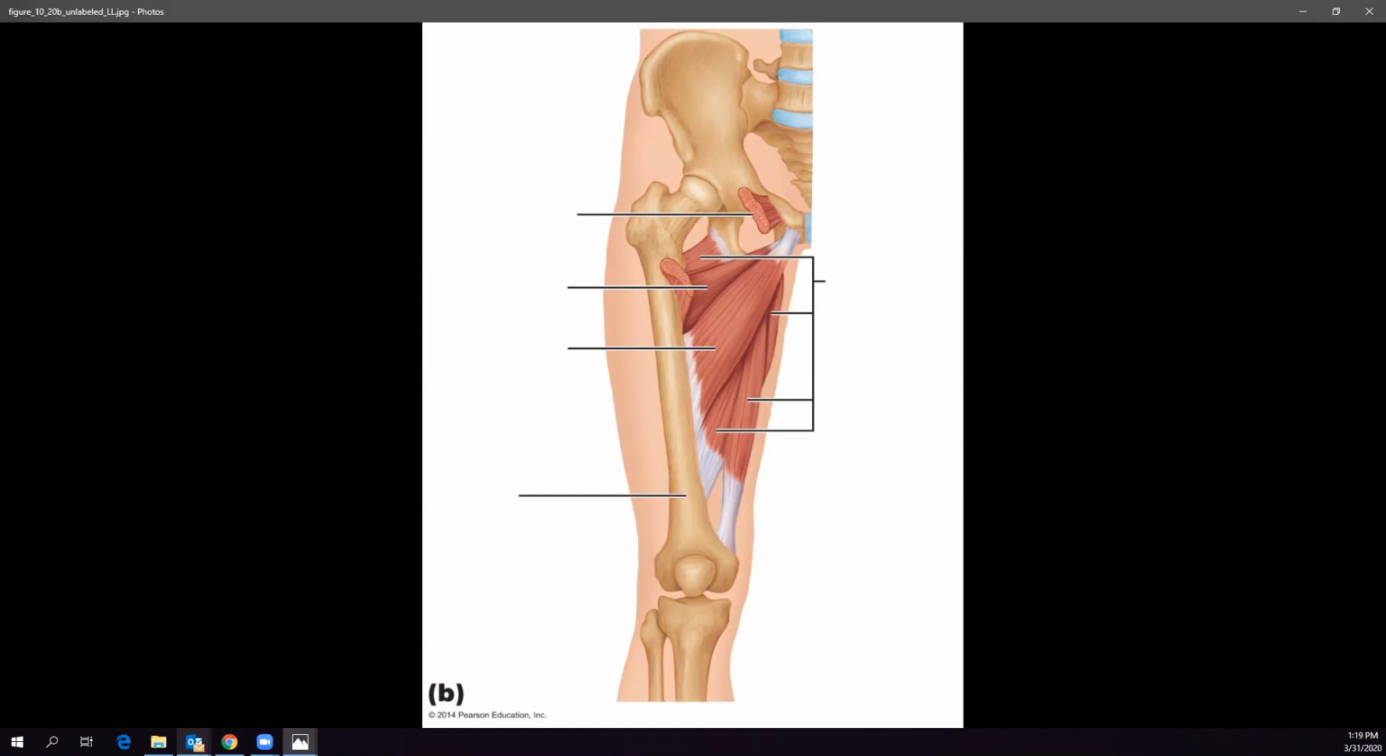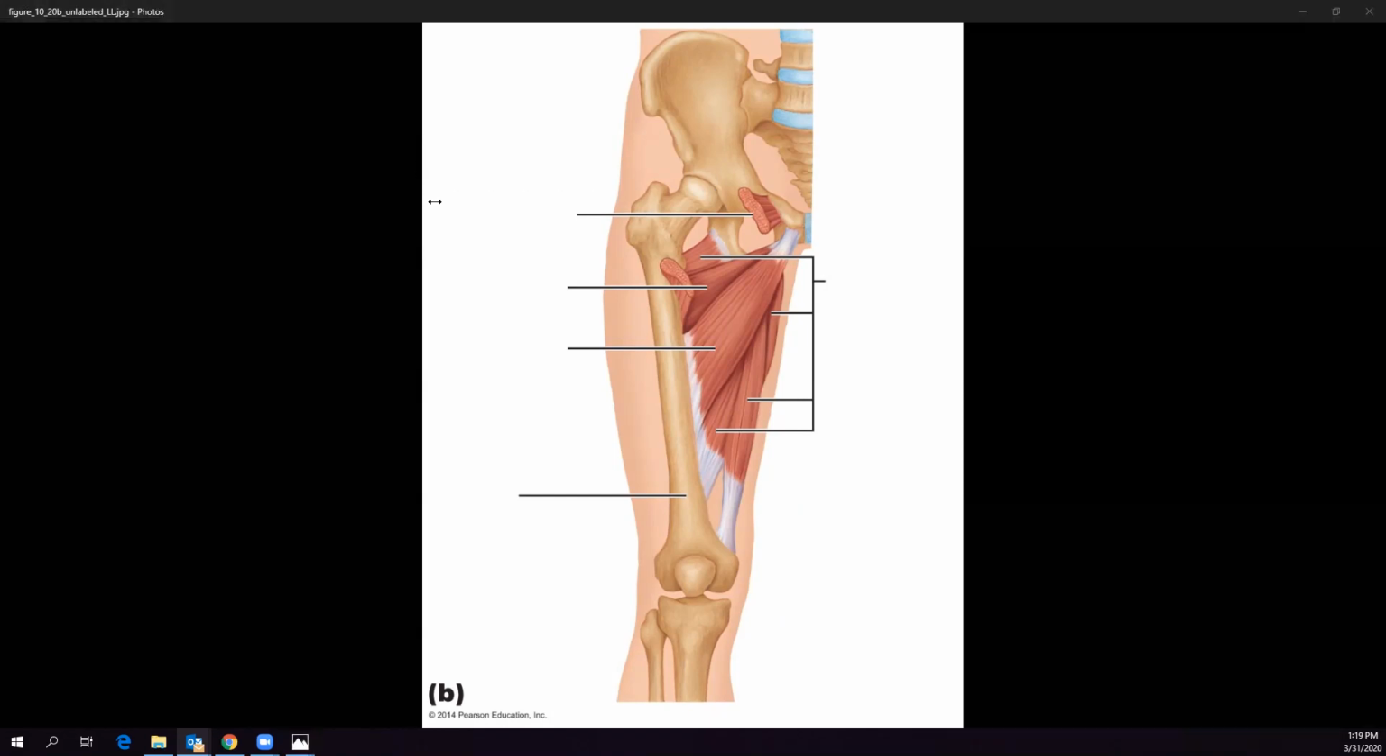So, okay. So up here is the pectineus. And we're going to go to a different picture too with the pectineus in it. Okay. Then this one right here, we don't need to know, is the adductor brevis. Okay. This one right here is the adductor longus. And then this is the... you know magnus? Yes, adductor magnus.